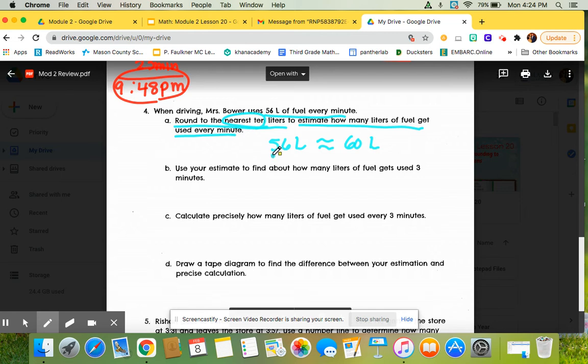Remember, here's your tens place, and we're looking at the number beside it. It's more than our midpoint. 6 is more than 5. So we're going to go to our next 10.